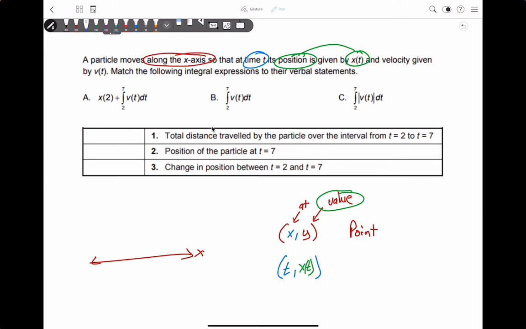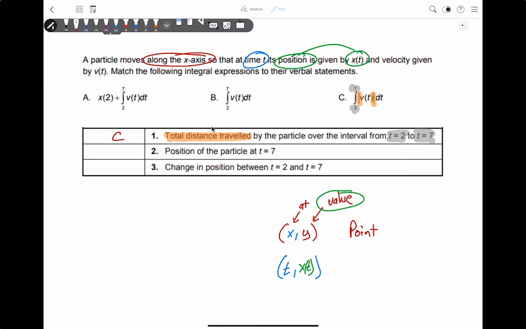Okay, so immediately by looking at these three equations, what pops out and gets my attention are these absolute value pieces. And they're inside of the integral. They're not outside here. They're inside the integrand, and they're surrounding the velocity function. So already I should be thinking the total distance traveled. And yes, it is the total distance traveled from a low of 2 to a high time of 7. Okay, so this is going to be C.